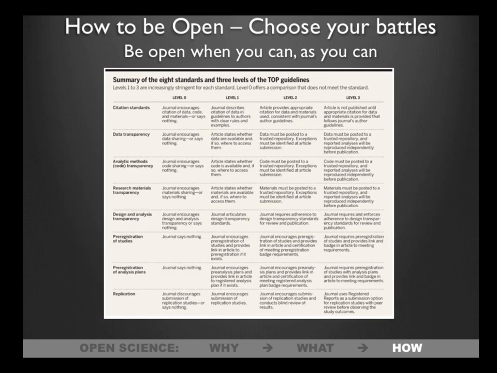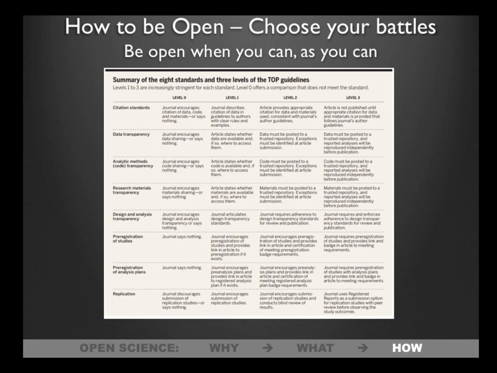Also, some of this can seem kind of daunting. It seems like a lot of additional things to do. And so the point of this slide is just to say you don't have to do it all at once. You can choose these battles little by little. Maybe you can share your code for this publication, but you can't share the data. Maybe the data is shareable, but the code is a mess. It's okay. You don't have to do everything.